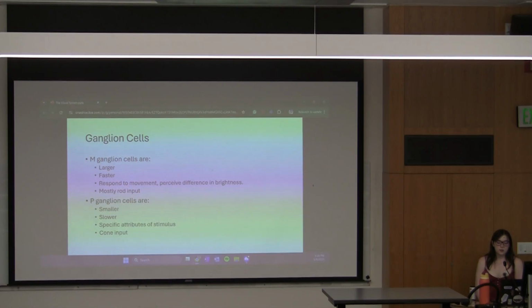P ganglion cells are smaller and they respond more slowly but with greater detail. P cells help us perceive fine details, color, and texture. They receive input primarily from cone cells, which are sensitive to color and are concentrated in the center of the retina, the fovea, supporting high acuity vision.